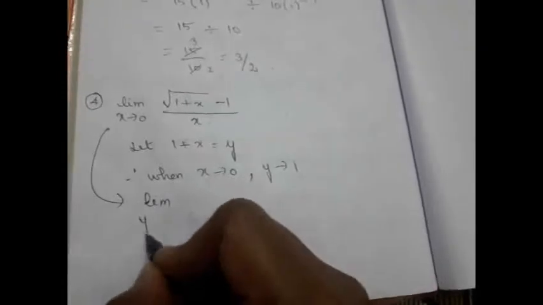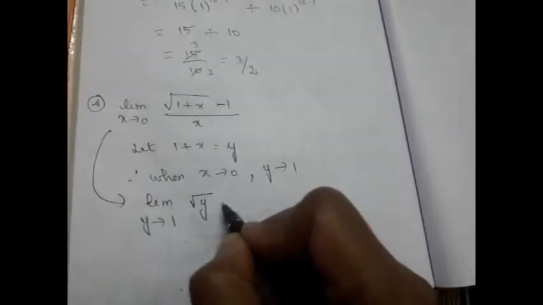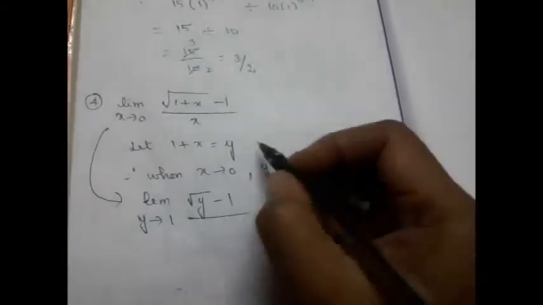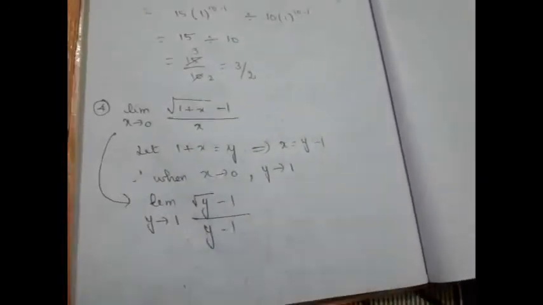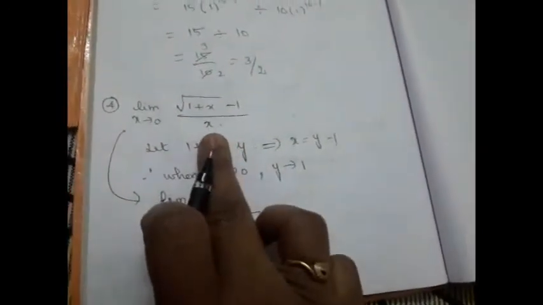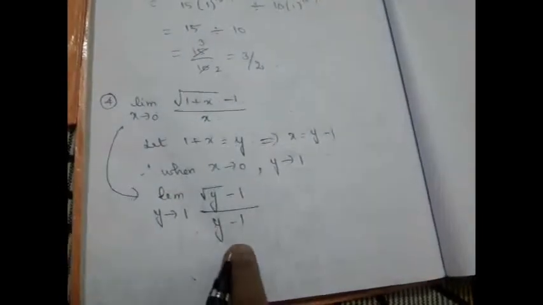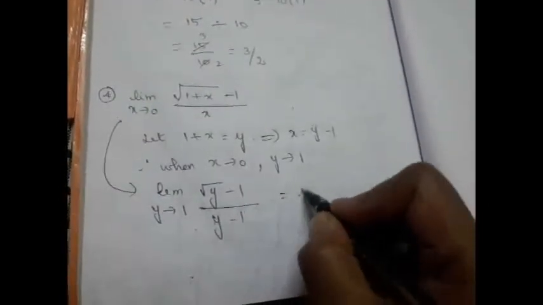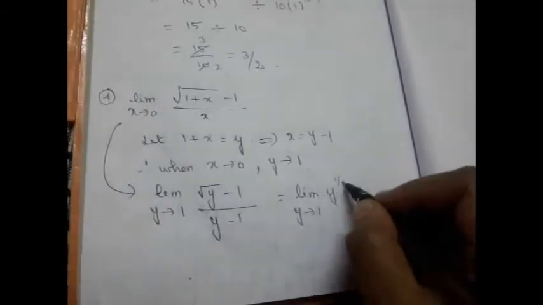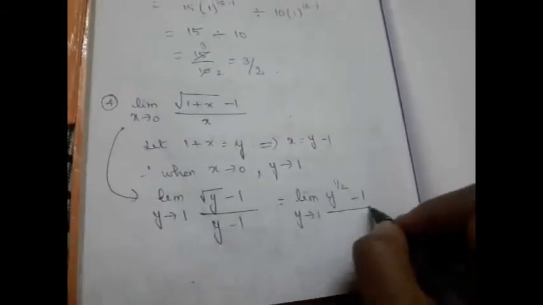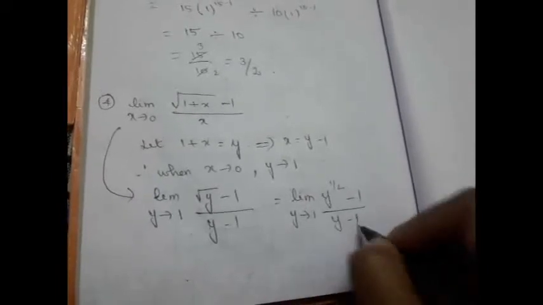Limit y tends to 1, square root of y minus 1 divided by x, where 1 plus x is equal to y. Therefore, x is equal to y minus 1. So, in the denominator we will get y minus 1, because in the denominator we have x. Now, it is of the form limit y tends to 1, y power half minus 1, since square root is nothing but power half, divided by y minus 1.